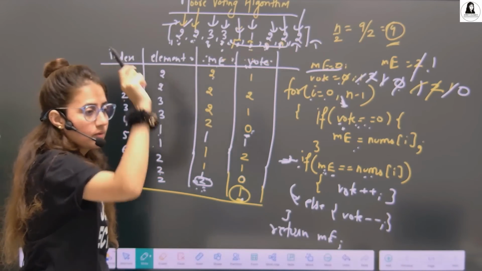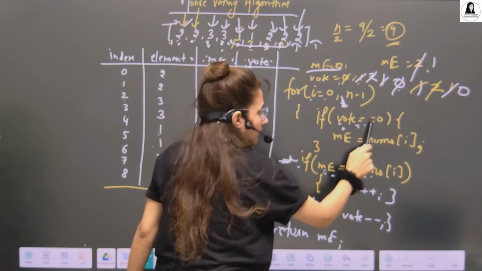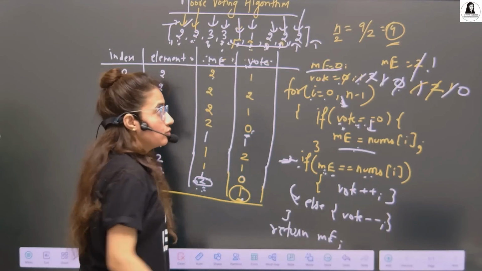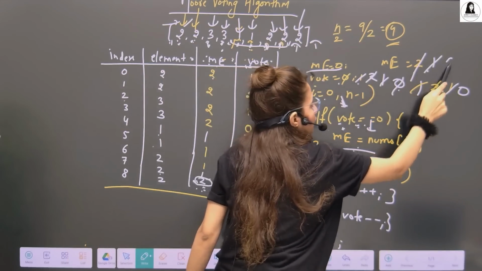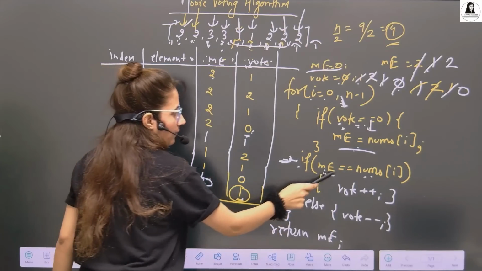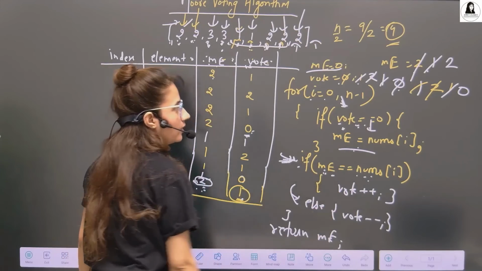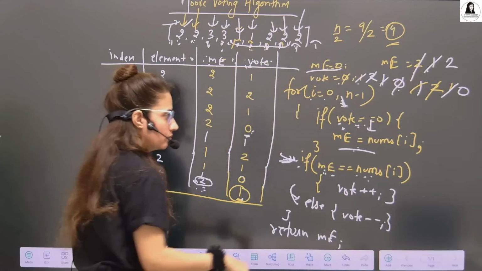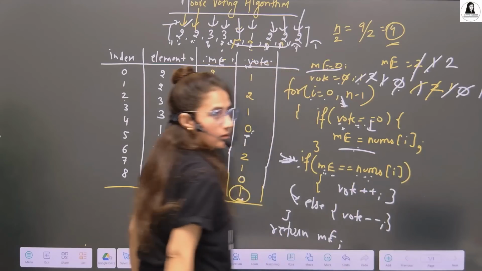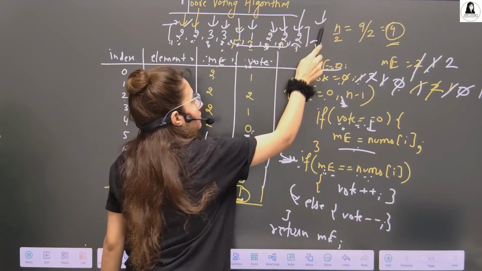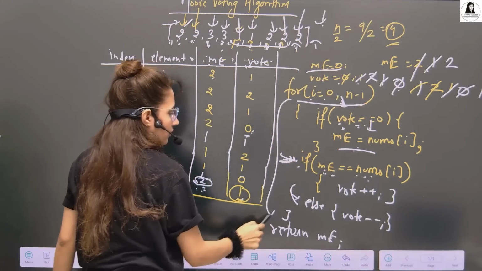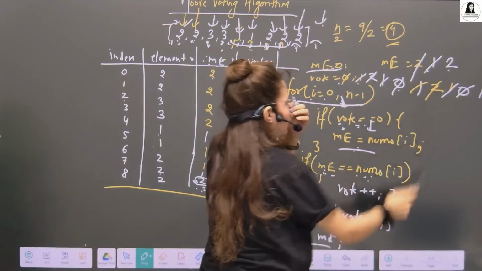Is vote 0? Yes. Majority element becomes nums of I. Nums of I is 2, so it becomes 2. If M is equal to nums of I? Yes, M is 2. Nums of I is 2. Increment vote. It becomes 1. Again plus plus. This condition will not be true. Out, and return whatever the ME is. ME is equal to 2.